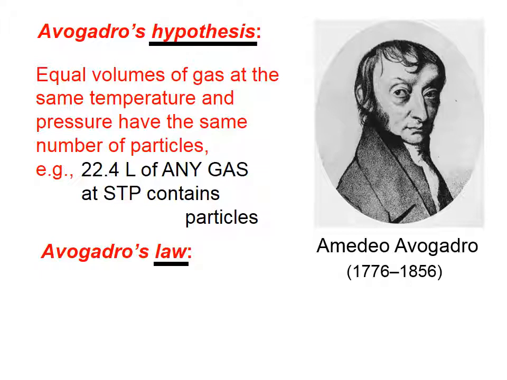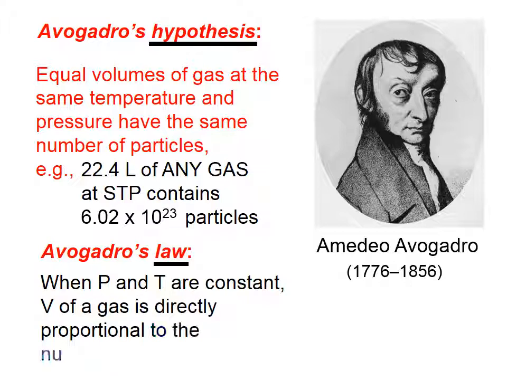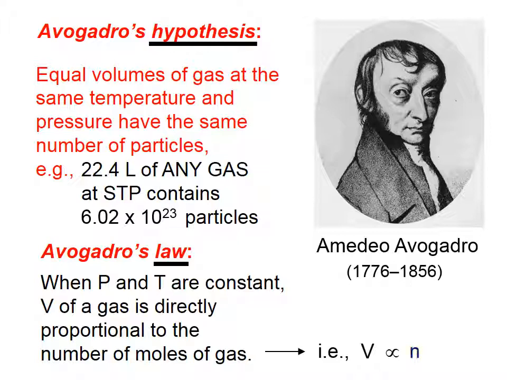In any case, for example, 22.4 liters of any gas at standard temperature and pressure contains 6.02 times 10 to the 23rd particles. You might have heard that if you've taken a first-year chemistry course already. That's Avogadro's hypothesis. A certain volume of any gas at the same temperature and pressure have the same number of particles. Now, Avogadro's law says that when the pressure and temperature are constant, the volume of a gas is directly proportional to the number of moles of gas. In other words, the volume is proportional to N, where N is the number of moles of gas.